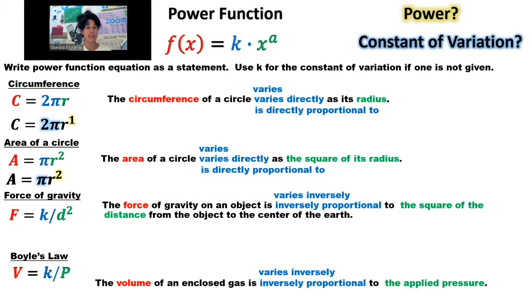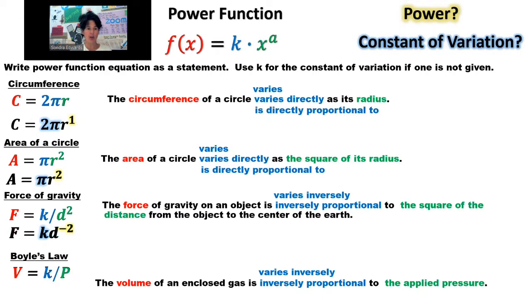The next one does not quite look like a power function. We need to rewrite it in the form k times x to the power of. So what we're going to do is cross the line to change the sign. I'm moving d squared to the numerator by making that d to the power of -2. Now we can see that k is the constant of variation and -2 is the power.